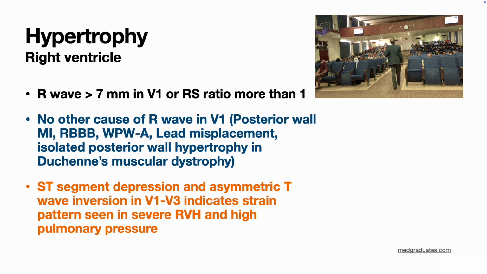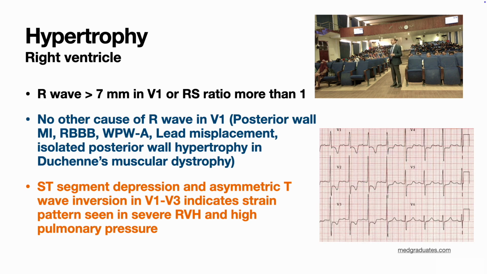So the diagnosis of right ventricular hypertrophy is with this. For hypertrophy, you not only have high voltage in V1, you also have the absence of other conditions because they can also produce R waves in V1. So this is RV hypertrophy. You see, this is V1.